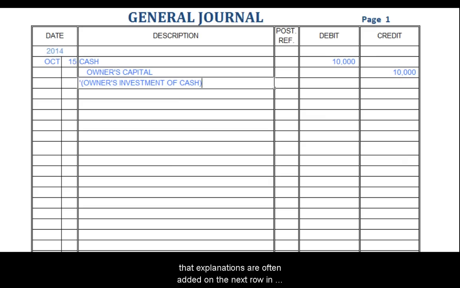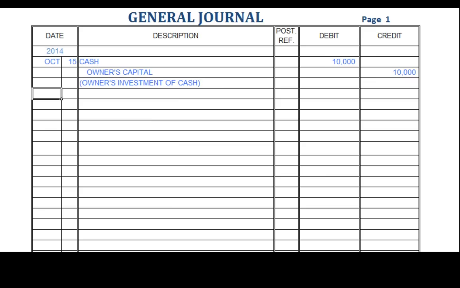This completes the transaction. You will see in your textbook that explanations are often added on the next row in parentheses. These are optional, and if you use them, you should keep them as short as possible. For this transaction, owner's investment of cash would be a good explanation.